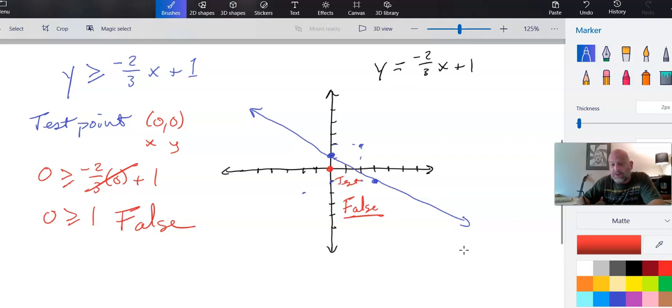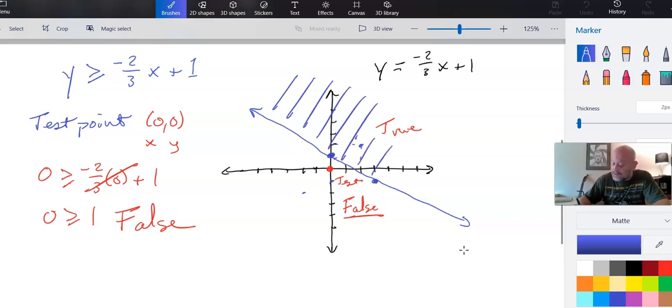Where all the solutions have to lie are on the other side of the line. So if this came up true, then all the solutions would be on the same side, right? But it didn't. It came up false. So it's always the case that one side of the line is false and one side of the line is true. So if this is the false side, that's the true side, which means that all my solutions lie on the true side. And that's always going to be the case. Whatever side makes it true are your solutions.